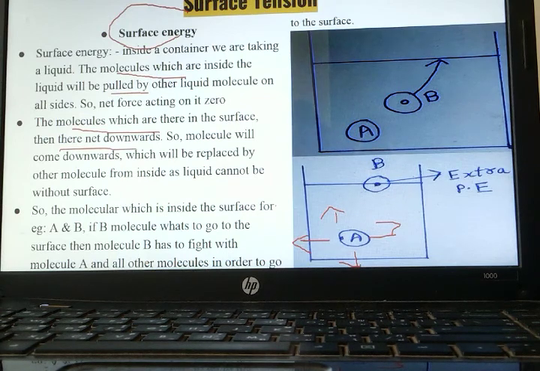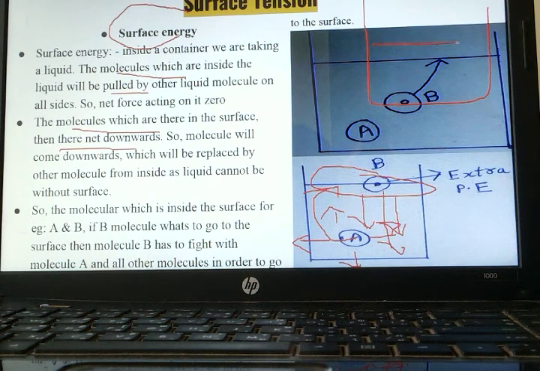Now take for example the molecules which are already on the surface. यहाँ पे surface में है. इनका क्या tendency रहेगा नीचे आने का? The molecules on the surface will have the tendency to come down. And as soon as molecule B comes down, सोचो, it will be replaced by a molecule from inside the liquid. Okay, ये सोचो surface है. As soon as molecule B comes down, it will be replaced by another molecule.